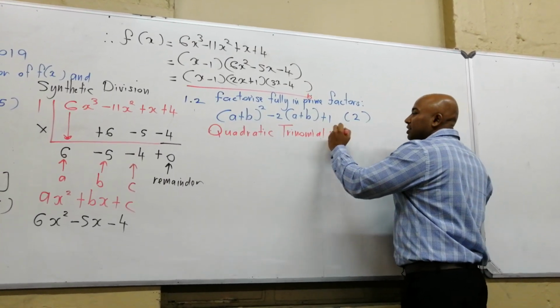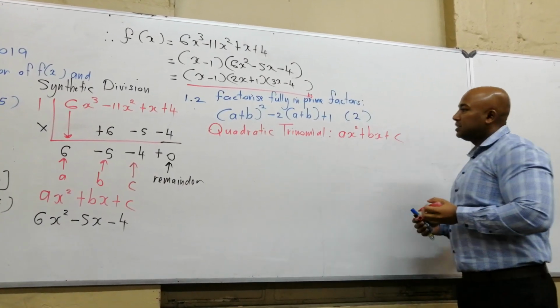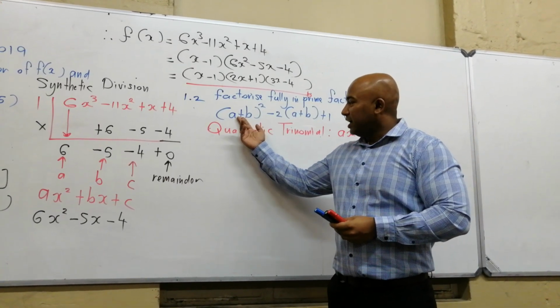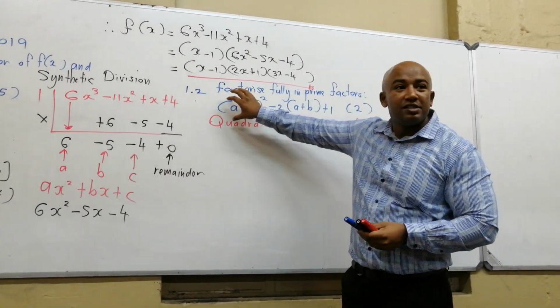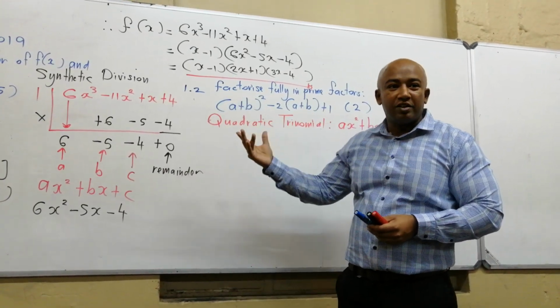A quadratic trinomial is ax squared plus bx plus c. It's just that now you don't have the x here. X is being replaced by a plus b. It can be replaced by anything. You must not get confused.